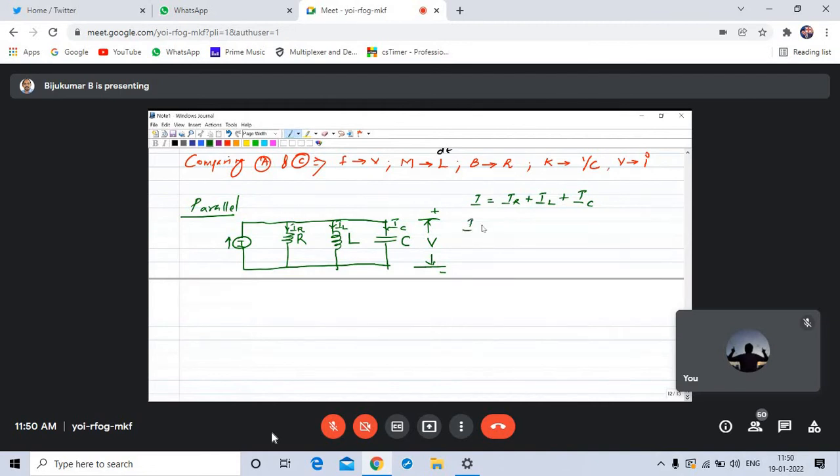So we can write what is IR in terms of V and R. V by R, sir. Yeah, if V is the voltage across the resistor, we can write V divided by R plus what about IL? If V is the voltage across the inductor, what is the current flowing in the inductor? Yeah, correct. 1 by L integral V dt plus what about IC?